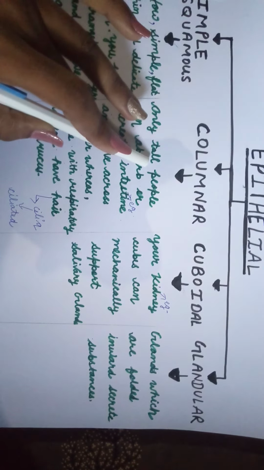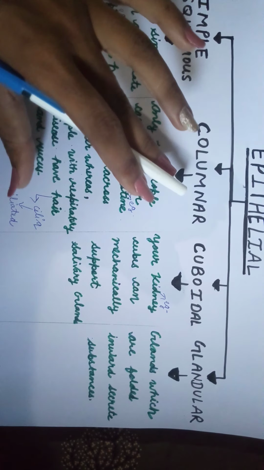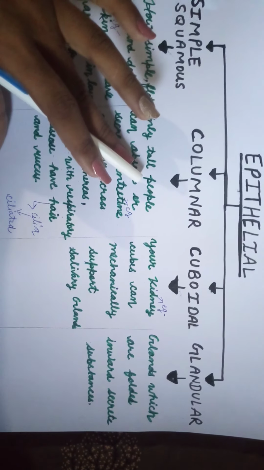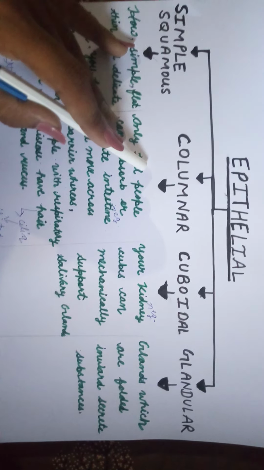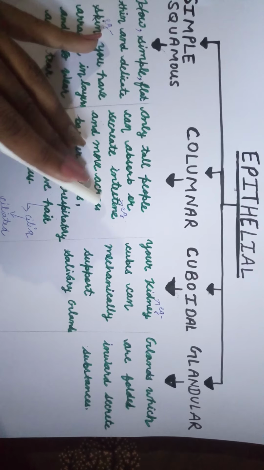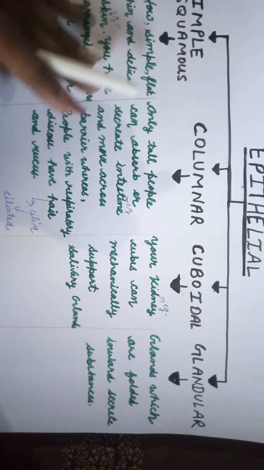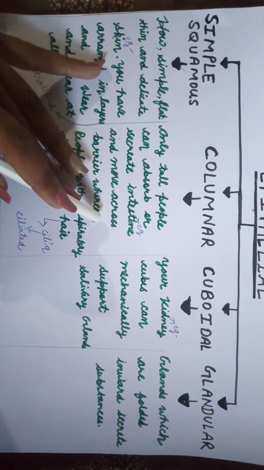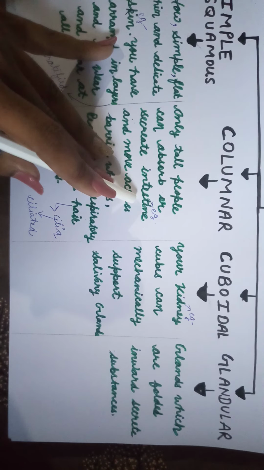Tall means the epithelial cells are tall in nature. Tall, we can also say pillar-like structure. Tall means pillar-like structure. Now they are generally present in those organs which either have to absorb or secrete. Absorb and secrete in the intestine.